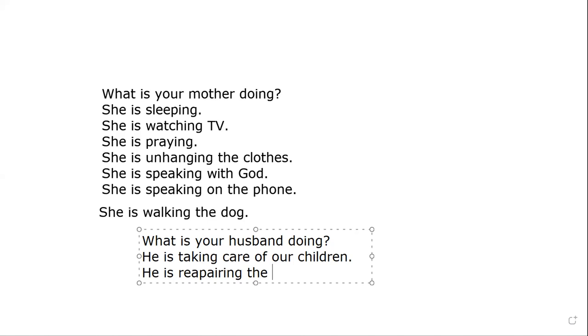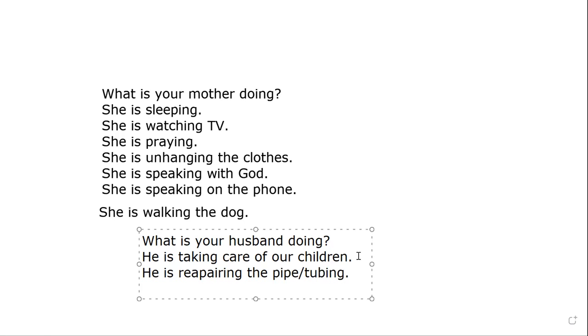El volado del agua de la calle. Okay, so let's see. The pipe or the pipe. Tubing. Tubing. La cañería, ¿verdad? Ajá, yes. Okay. Anyone? What is your husband doing?